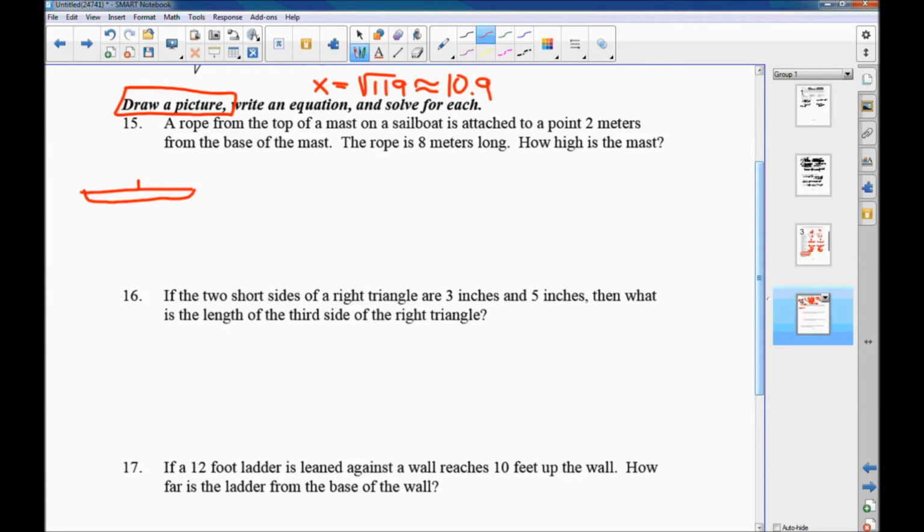Okay, here's the mast. And then we're going to attach a rope from the top of it all the way down to some point that's 2 meters from the base of the mast. So it goes like this. So our mast, of course, creates a right angle. We have a 2 here, and the rope itself was 8 meters long. So we want to see how tall was the mast.